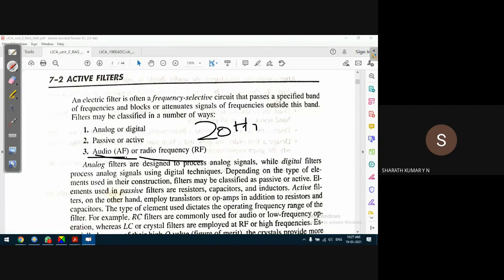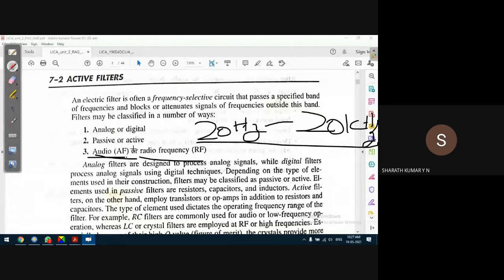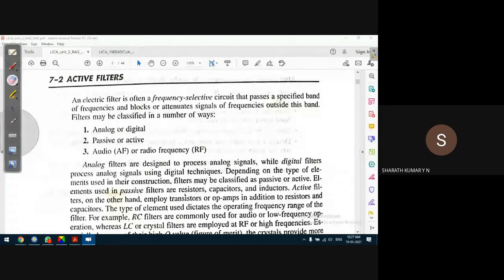Human reception capability is anywhere from 20 hertz to around 20 kilohertz. So the filter can be in this range or above this range. That is called a radio frequency filter. Yeah, the same thing is explained here.